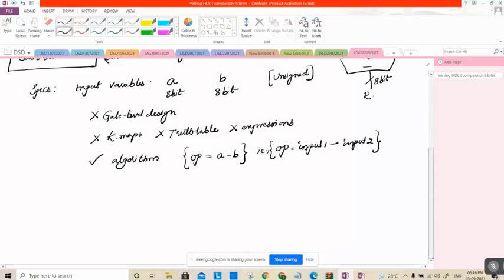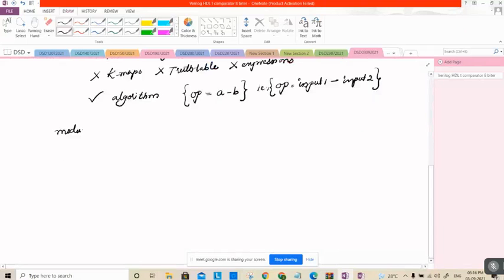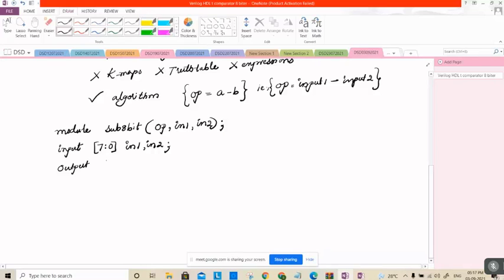So how do you write the code? It starts with the module, module name subtractor 8-bit, then the set of outputs and inputs. If the output is represented by OP, then the inputs are IN1, IN2, with a semicolon. Then comes the declaration of inputs and outputs. Inputs IN1, IN2 are declared this way. Output OP will also be 8-bit.